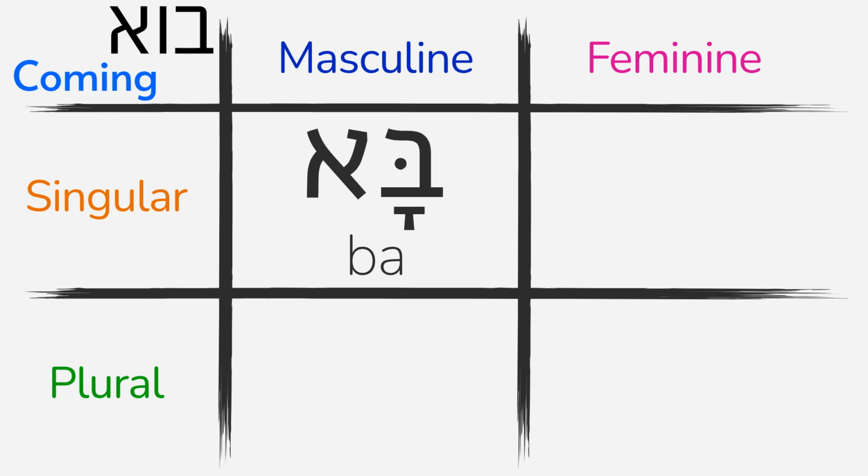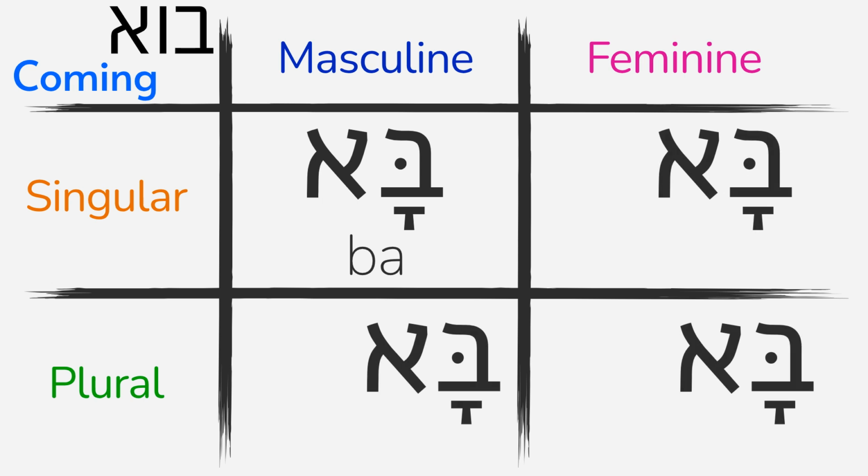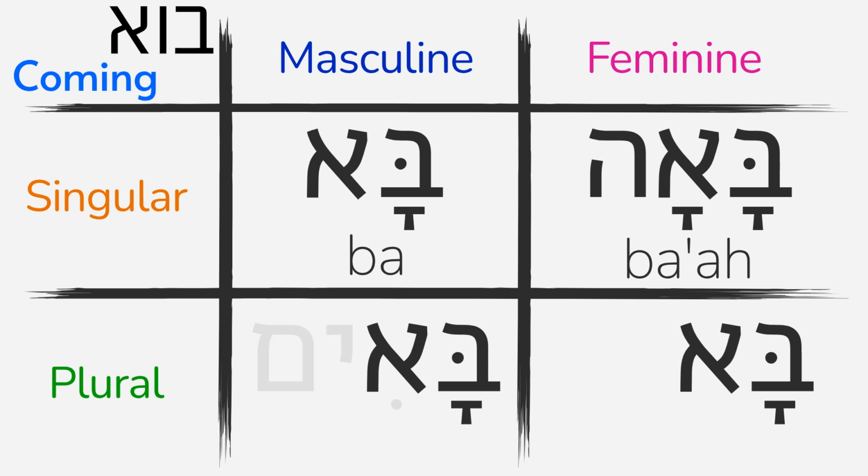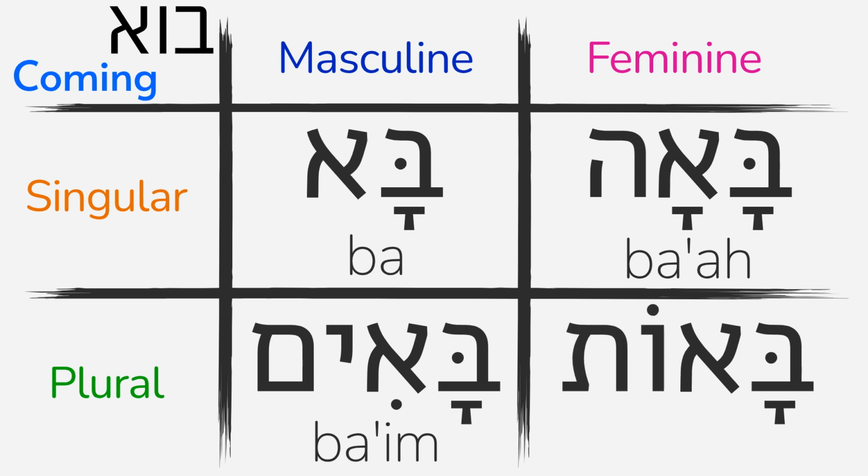The feminine singular form of the present tense from hollow roots is made by taking the masculine singular form and adding an a ending. Ba'a comes in feminine singular form. The masculine plural form is made by adding im. Ba'im come in masculine plural form. And the feminine plural form is made by adding the ot ending. Ba'ot come in feminine plural form.